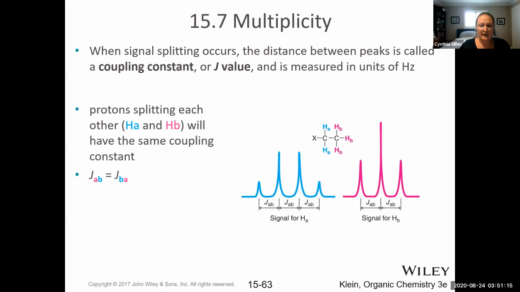One of the things that's important when you measure these coupling constants is that, in order for these two signals to be the result of neighboring protons, the coupling constant has to be the same, because the magnitude of how A affects B should be equal to the magnitude of how B affects A. If one is the neighbor of the other, then the coupling constant, or the magnitude of the effect, should be the same. So that's the first thing: JAB must be equal to JBA for these two to potentially be from hydrogens that are neighbors of one another.